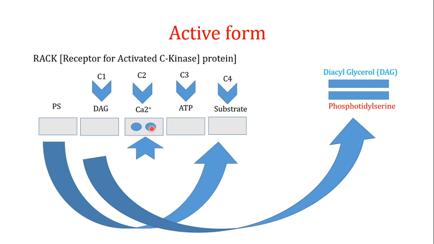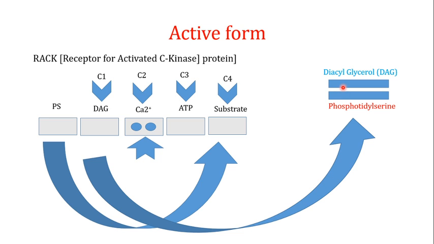Now, when the calcium binds to the calcium binding site, there is a special protein in the cytoplasm known as the RACK protein. RACK stands for receptor for activated C kinase. What I mean is that when the calcium binds to the calcium binding site, the protein kinase C interacts with this RACK protein, and the RACK protein will translocate the protein kinase C from the cytoplasm into the cell membrane.